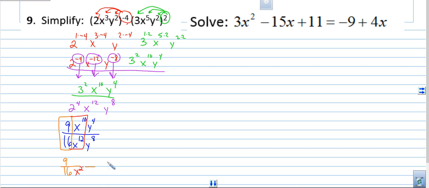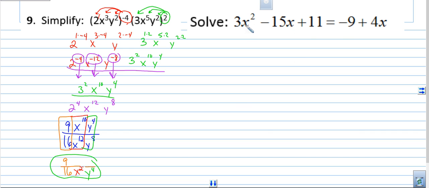Alright. And then we'll look at the y's. You have y to the 4th and y to the 8th. Which one's bigger? Y to the 8th. It's on bottom, so it goes on bottom. And then what's 8 minus 4? 4. Okay? And so that's the final answer. Okay?